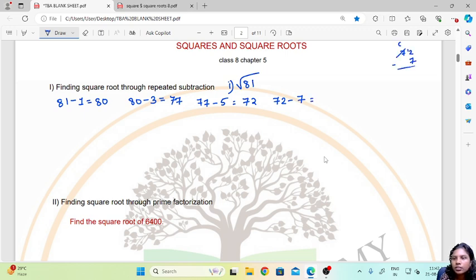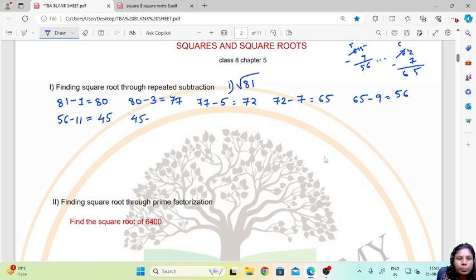Next odd number: 65 minus 9 gives 56. Next, 56 minus the next odd number, 11, gives 45. Then 45 minus 13 gives 32.